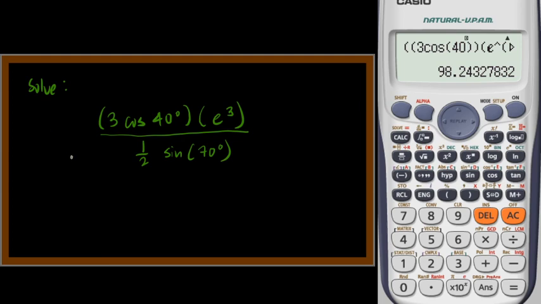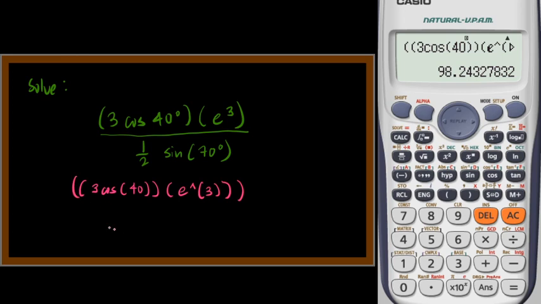So first, how do we input that one in a calculator? First we need to have a parenthesis, then 3 cosine parenthesis. This parenthesis is built in for the cos, close parenthesis. So they are now a group, then open parenthesis, E, then you have the symbol here, you have the built-in open parenthesis, close and close parenthesis, then everything will be grouped together as a group.